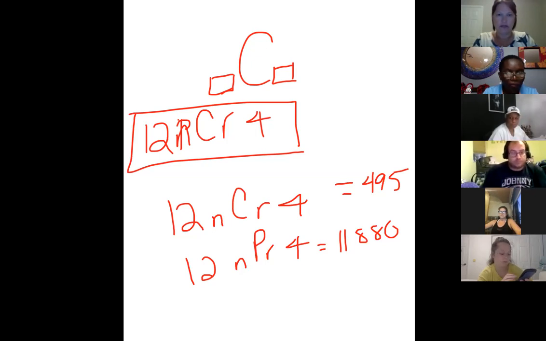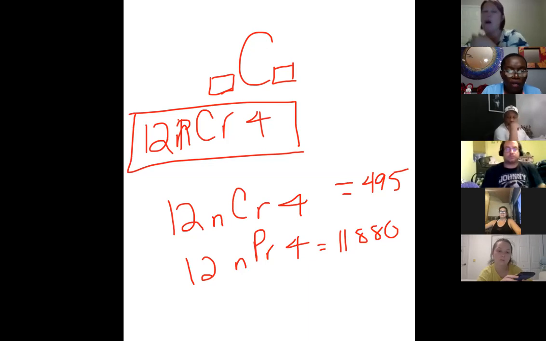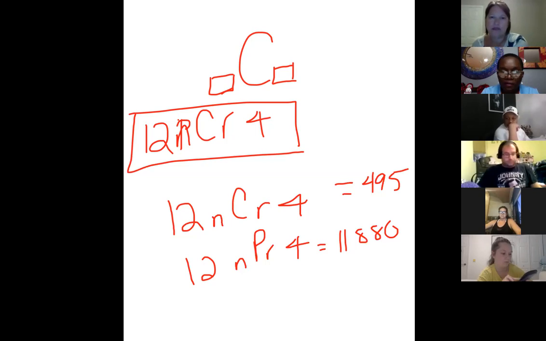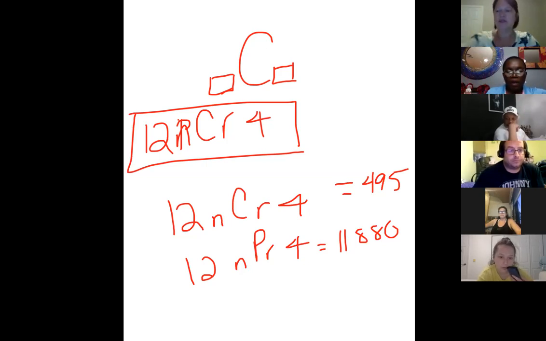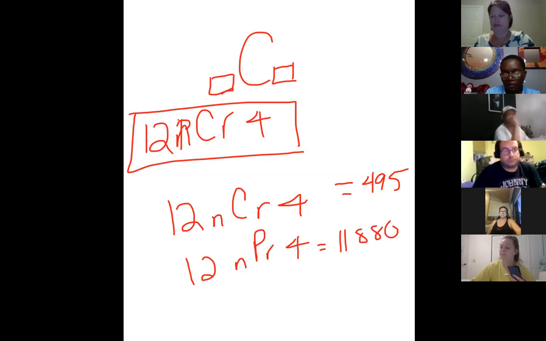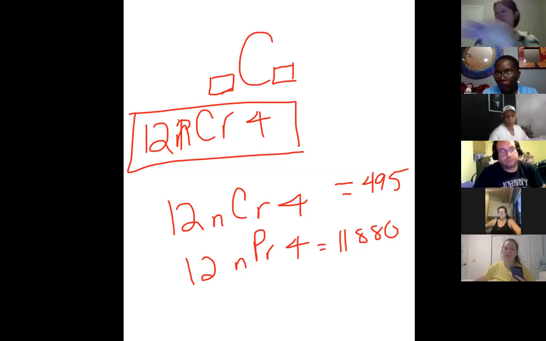Next one. A sales rep can take one of 4 different routes from city A to city F, and then any one of 5 different routes from city F to city G. How many different routes can she take from city A to city G going through city F? So it's 4 different routes and then 5 different routes. So all you have to do is multiply, guys. 4 times 5. We're good? Yeah, I need help with number 4. Okay. Yes.